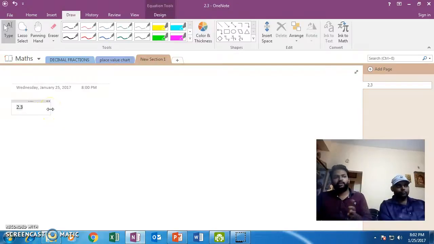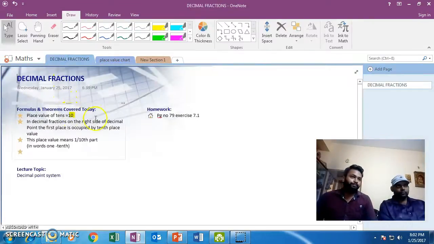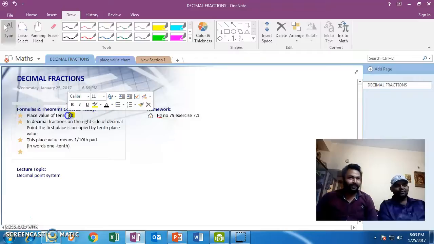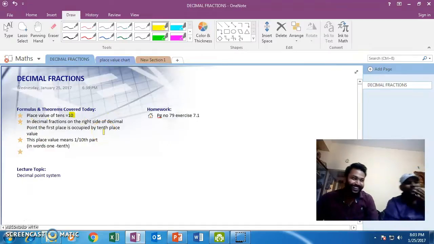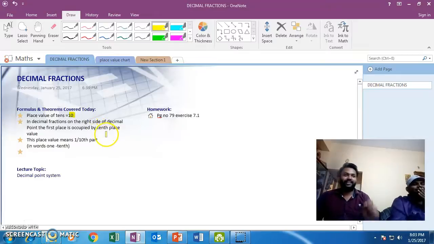This will indicate a decimal place value, and that decimal place value indicates that it is a part of a whole. Just we will see that. So come to decimal fractions, the whole one. Here in decimal fractions, on the right side of the decimal point, the first place is occupied by the tenth place value. In the decimal fractions, on the right side of a decimal point, the first place is occupied by the tenth place value.